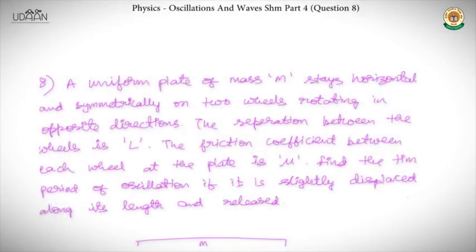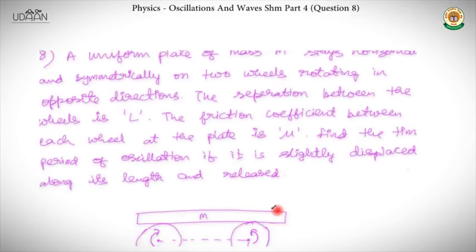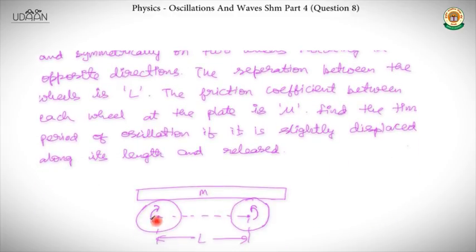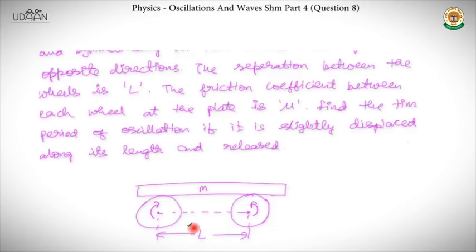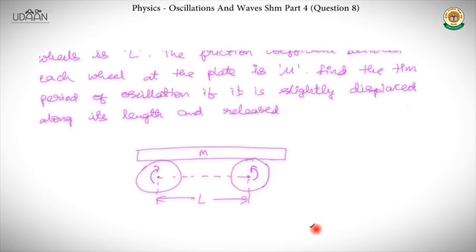So we'll look at problem 8 now. It says a uniform plate of mass m stays horizontally and symmetrically on two wheels rotating in opposite directions. So here is that plate of mass m, and these two wheels you can see are rotating in opposite directions, and we are given that the separation between the wheels is L, and the friction coefficient between each wheel and the plate is mu. We have to find the time period of oscillations if it is slightly displaced from its position and released.